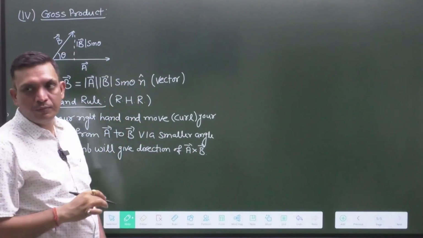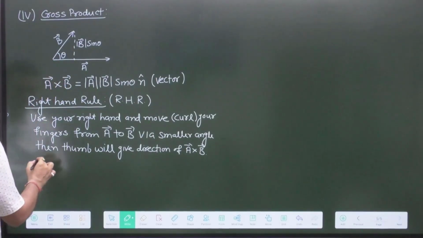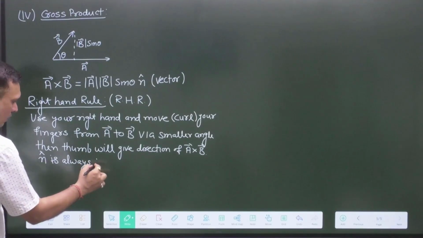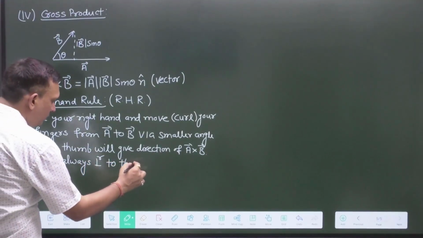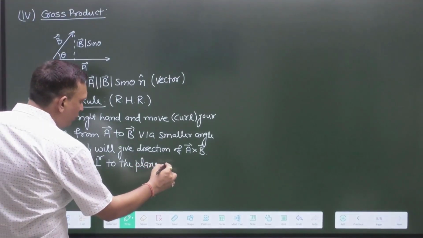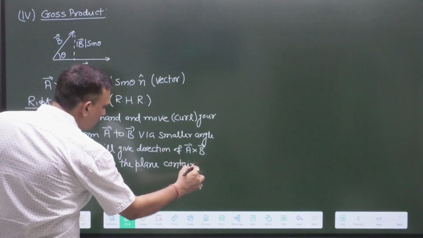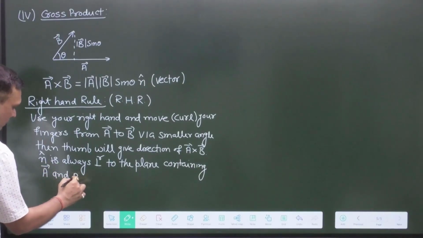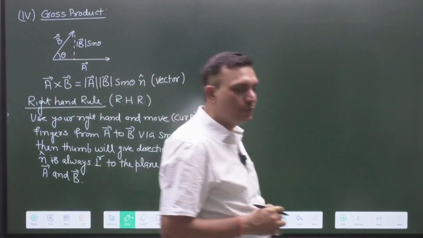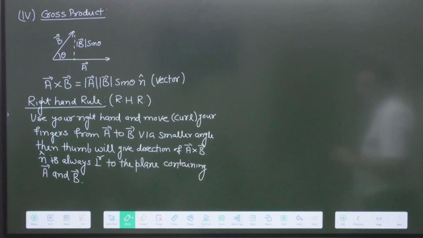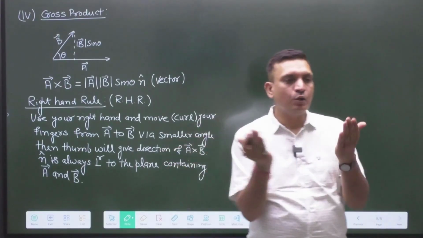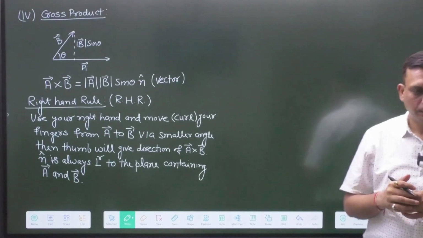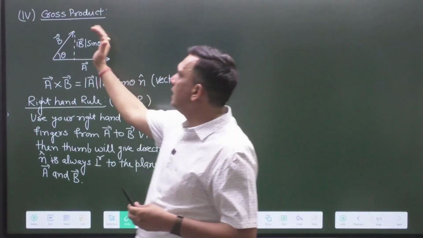So n cap is the direction of A cross B, and n cap is always perpendicular to the plane containing A and B. Whenever there are two vectors, they lie in a plane, and n cap will be perpendicular to that plane. Clear? So here A cross B direction is outward.